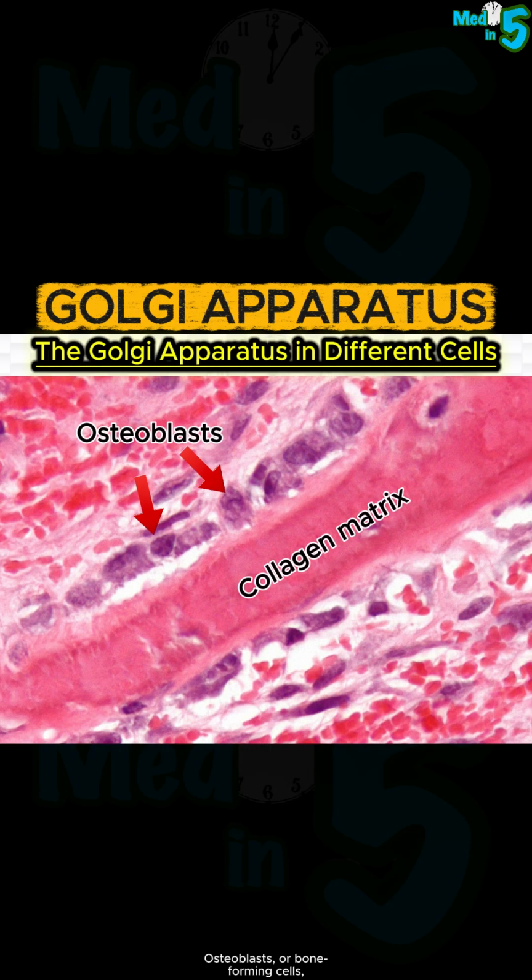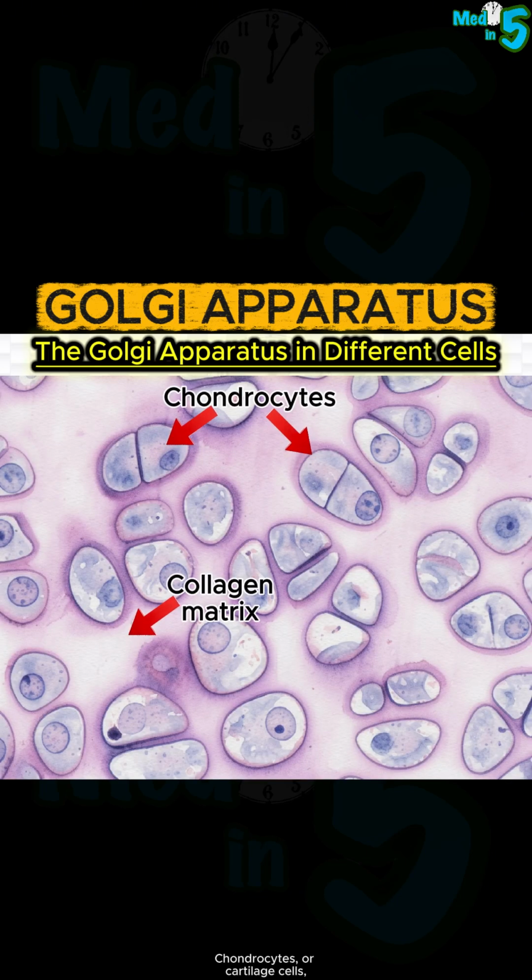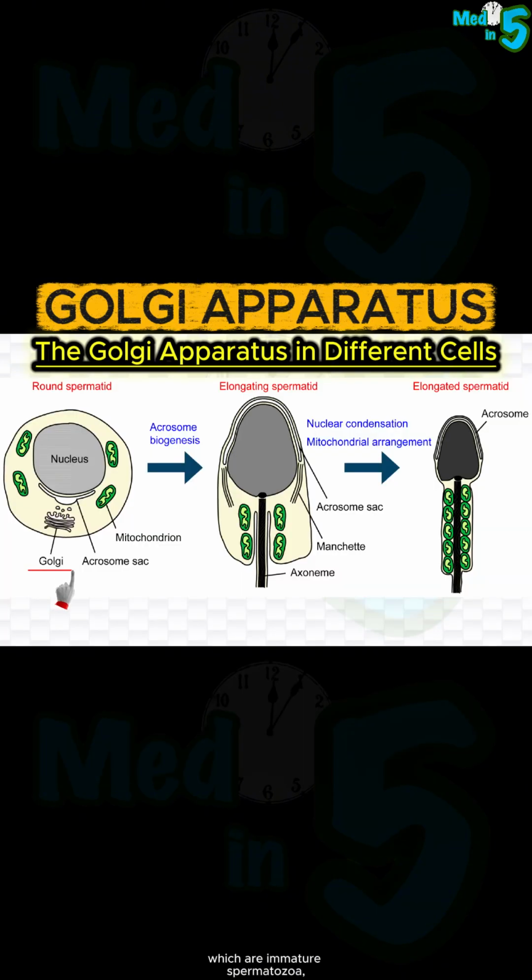Osteoblasts, or bone-forming cells, use the Golgi to secrete collagen for bone formation. Chondrocytes, or cartilage cells, also release collagen to build the extracellular matrix of cartilage tissue. In spermatids, which are immature spermatozoa, the Golgi helps form the acrosome, a structure needed for fertilization.